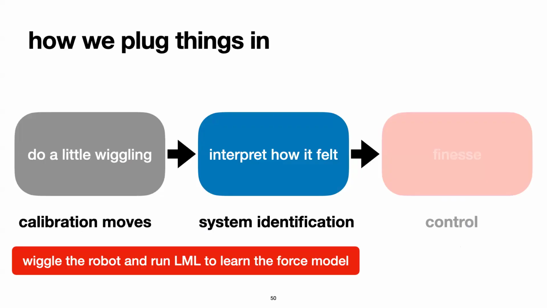So now what we did is that we identified a way that we can do some calibration moves, we can do some sys-ID, and we can wiggle the robot, and we can run the linear model learning algorithm to learn what this force model is. So now that we have a force model, how can we actually guide the plug to a smooth insertion?